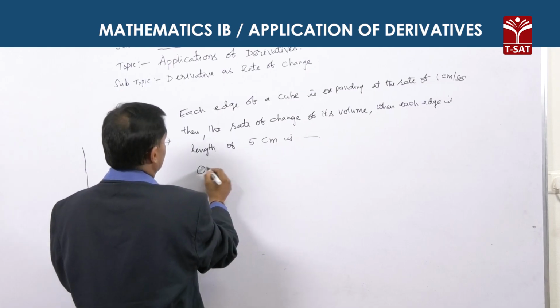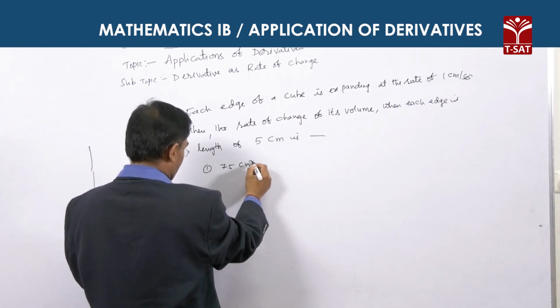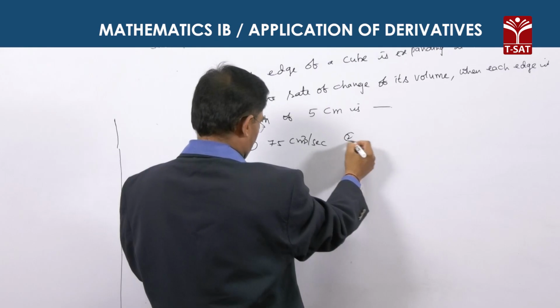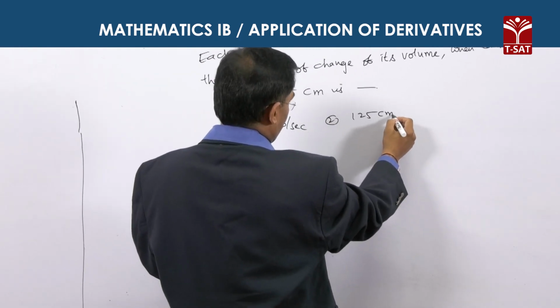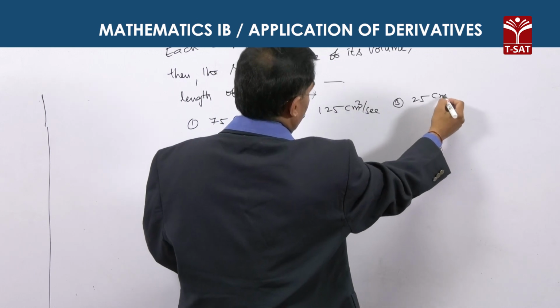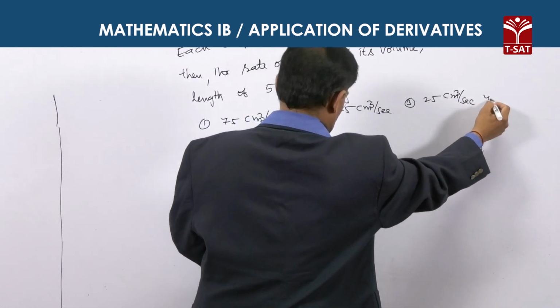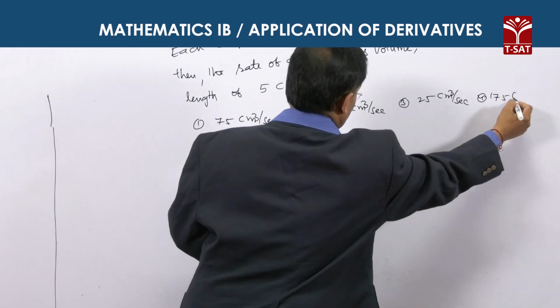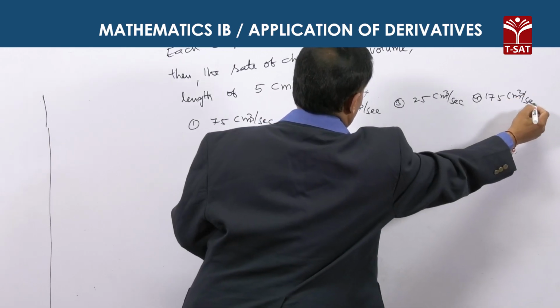The first response is 75 centimeter cube per second. Second response is 125 centimeter cube per second. The third response is 25 centimeter cube per second. And the fourth response is 175 centimeter cube per second.